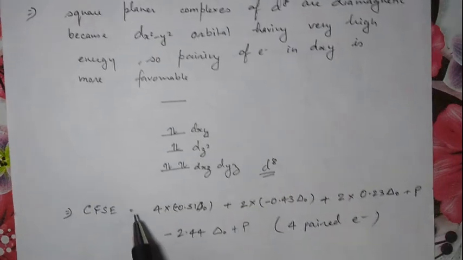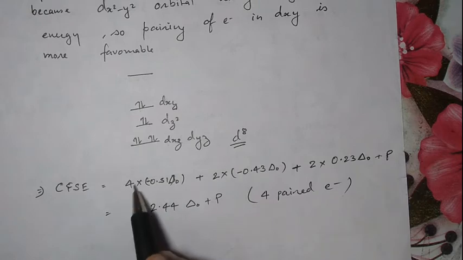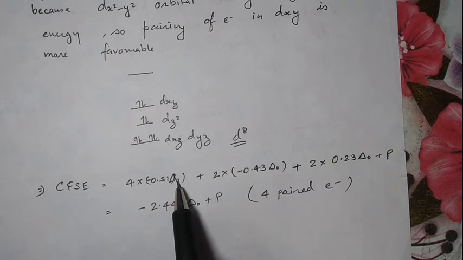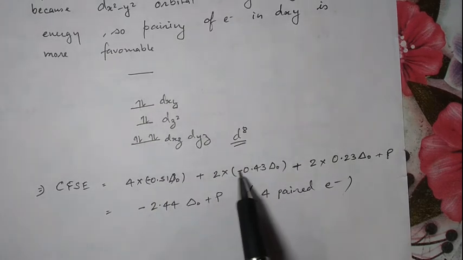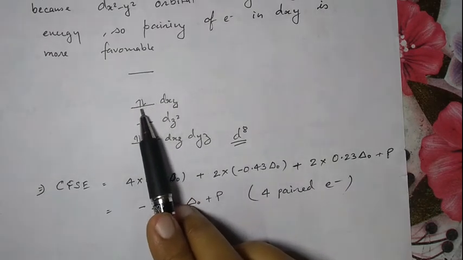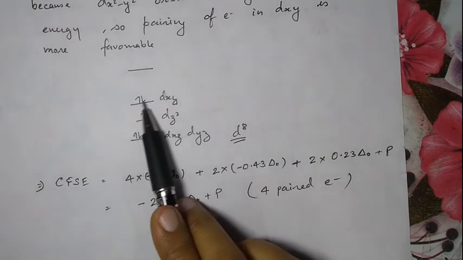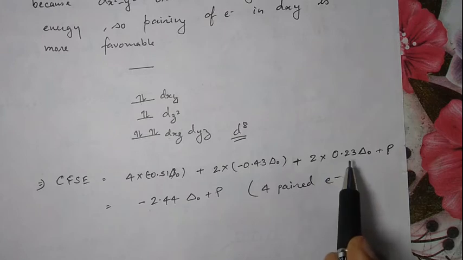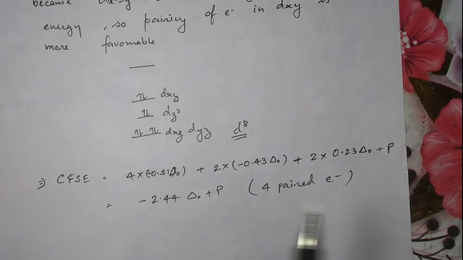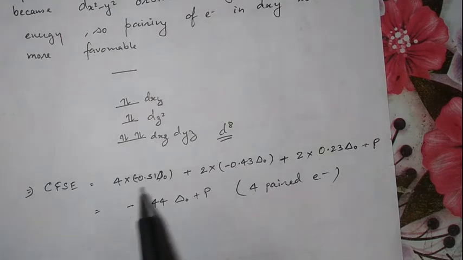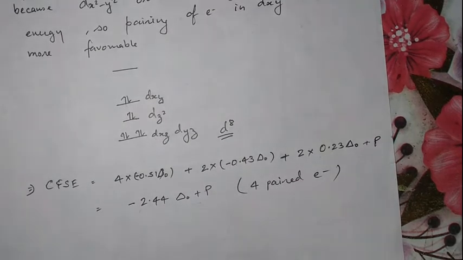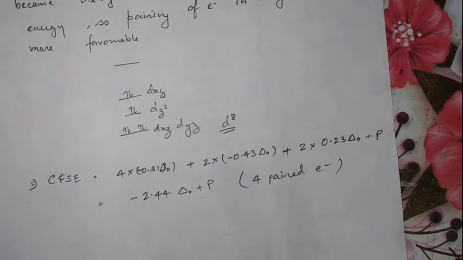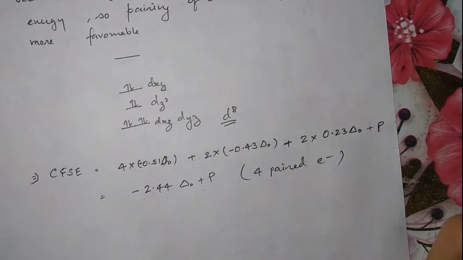You can calculate CFSE also in terms of delta O. It depends on the number of electrons in these orbitals. It is lowered by minus 0.51 delta O, plus 2 electrons into minus 0.43 delta O, plus this orbital, which is present above the barycenter, so 2 electrons into 0.23 delta O, plus 1 pairing energy. This gives the CFSE. You should know just the splitting of square planar, but the splitting of octahedral and tetrahedral complexes is more important.